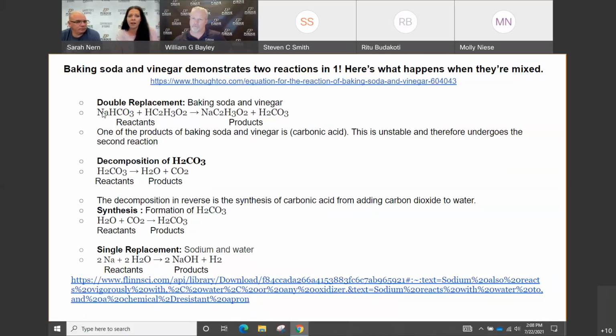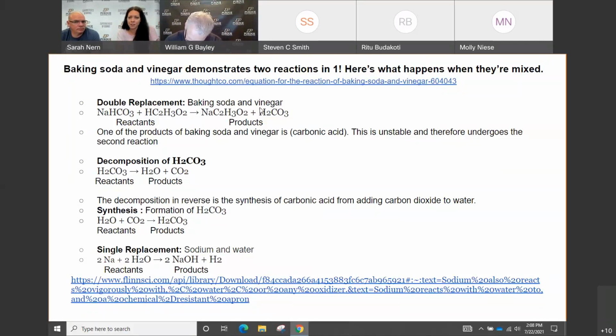They're staying where they are, and they're switching those ions that they're with. And that's pretty complicated for middle school. I wouldn't expect middle schoolers to necessarily see that without a lot of help and a lot of scaffolding to get that. But that's why it's the double replacement.